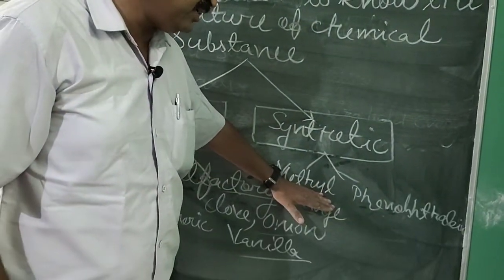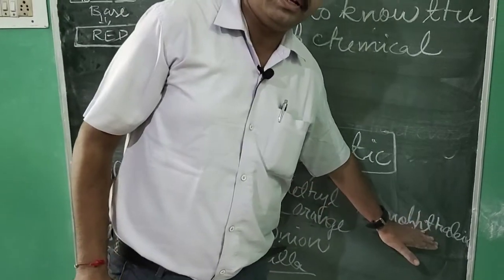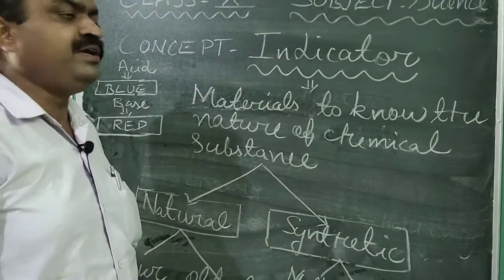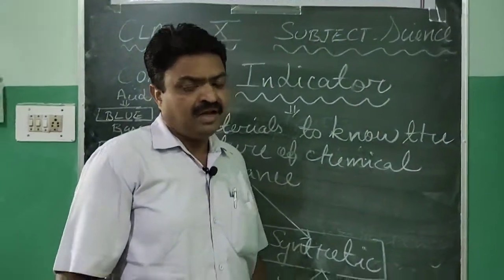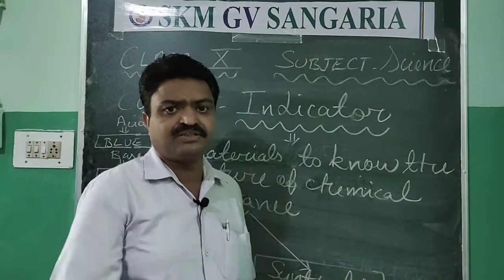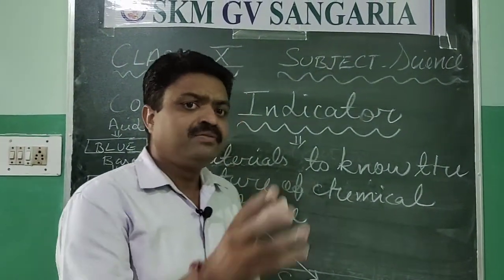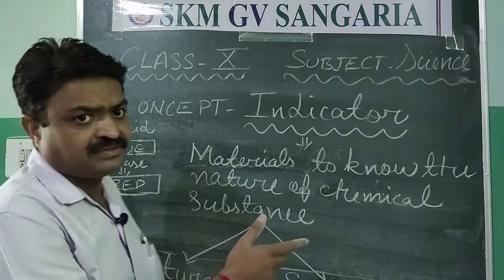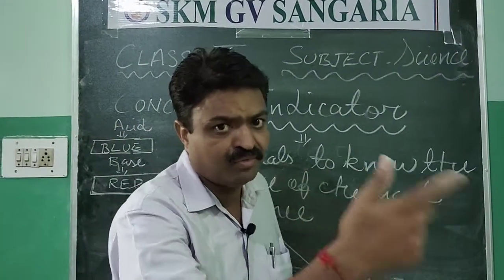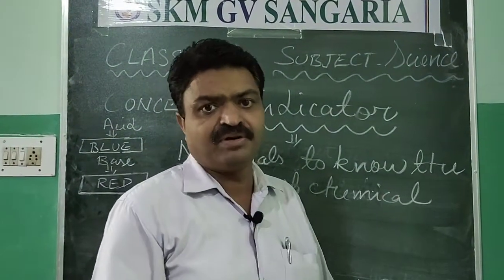First is methyl orange, second is phenolphthalein, and that is about the indicators, students. Now I am sure that you have cleared this topic, and about these indicators you will also try to know more with the help of your school laboratory.